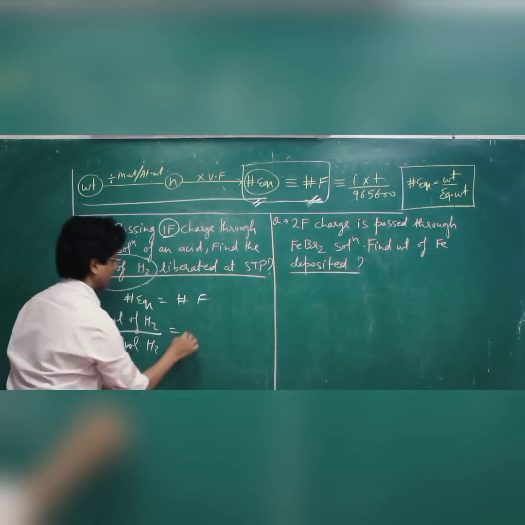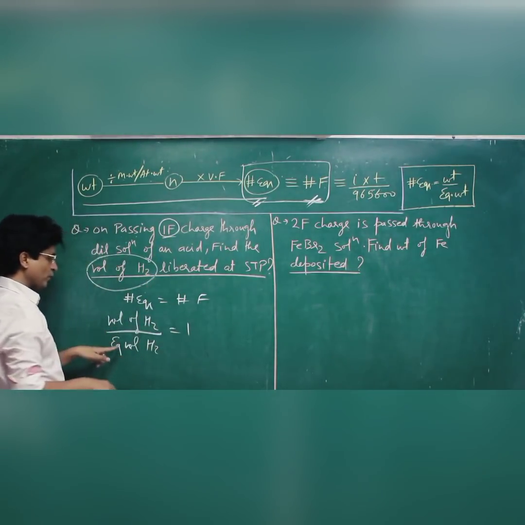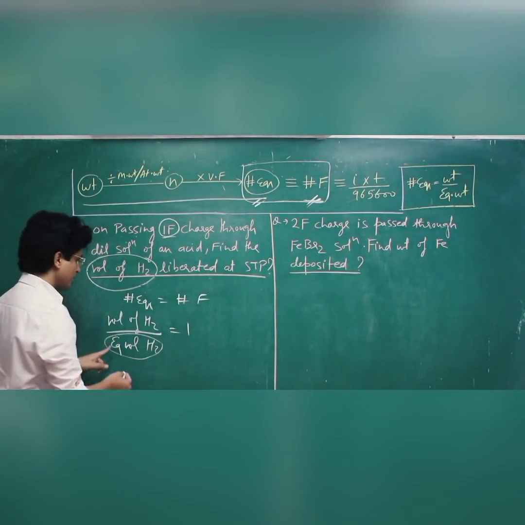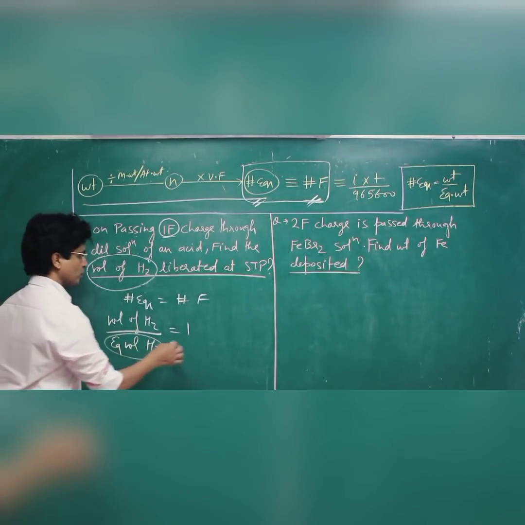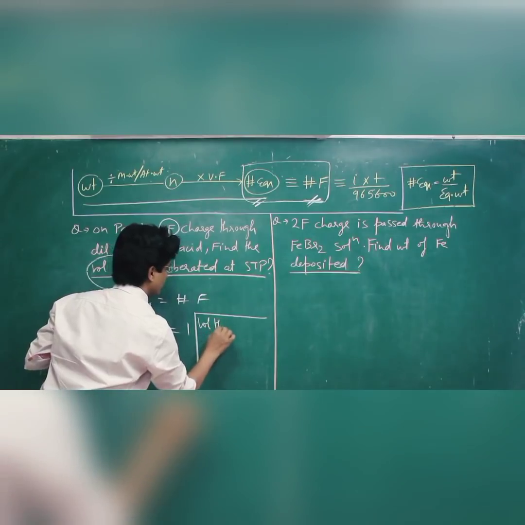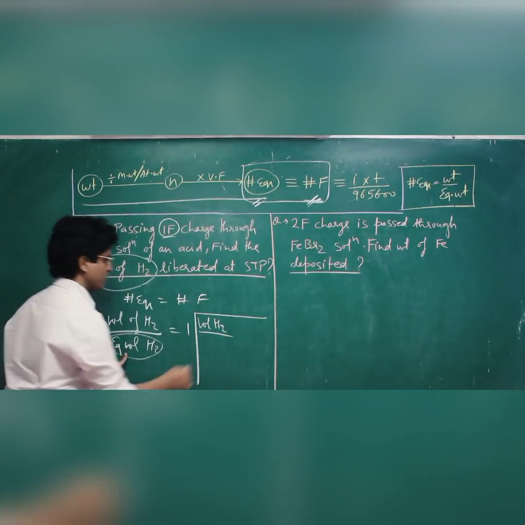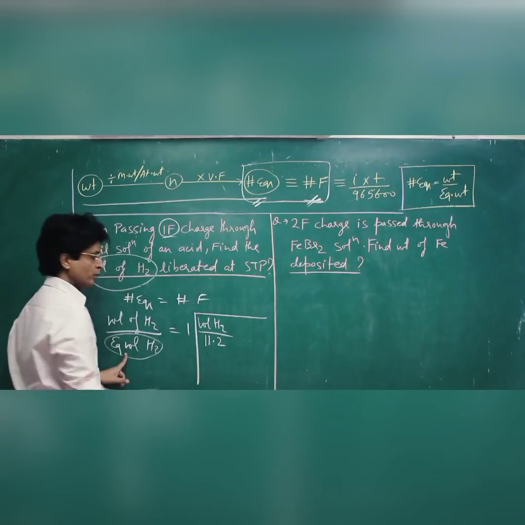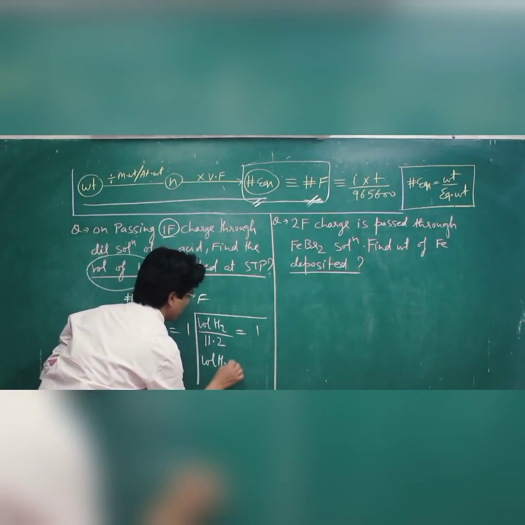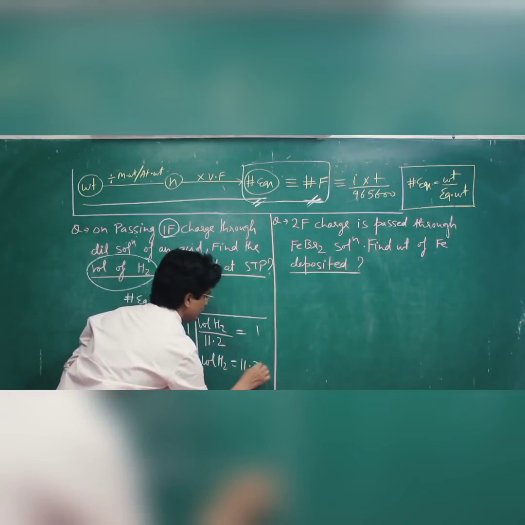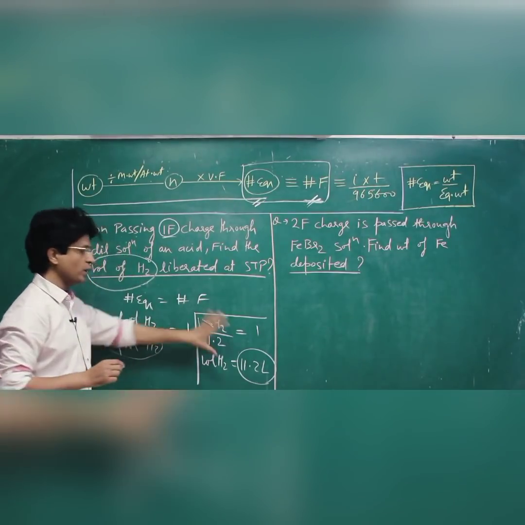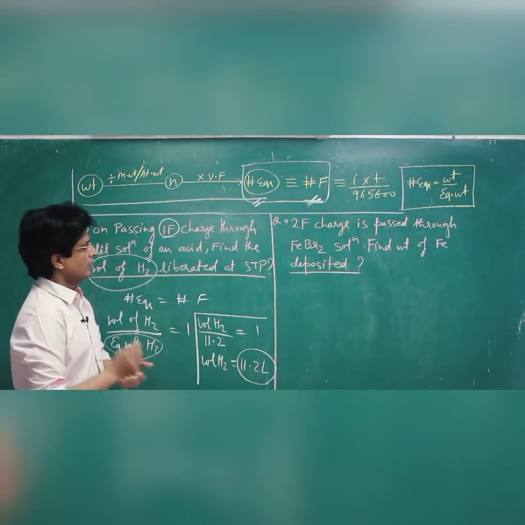Number of Faraday is 1 Faraday. So I have to calculate volume of hydrogen. Equivalent volume of hydrogen is how much? I told you it is 11.2 liter. So volume of hydrogen upon 11.2 liter should be equal to number of Faraday, that is 1. So volume of hydrogen evolved will be 11.2 liter. Simple as that. This trick will save a lot of your time. Okay, let's come to the second question.